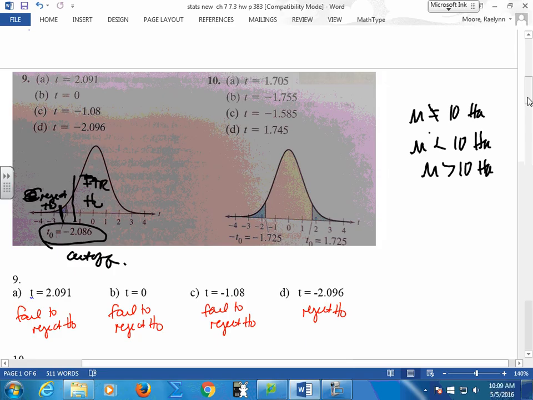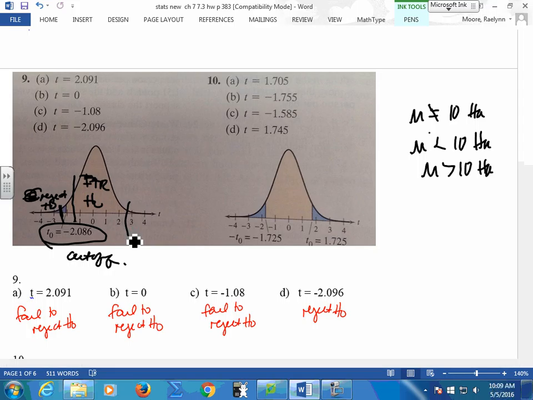The first one, it says 2.091. It would be fail to reject even though that's a positive and the... Yeah, no, because this is where your negative is. Where's your positive 2.091? Over here. You still only have one tail test left. The only one that you would have both sides to check on is when you have a two-tail test, such as this. These have two reject H0s.